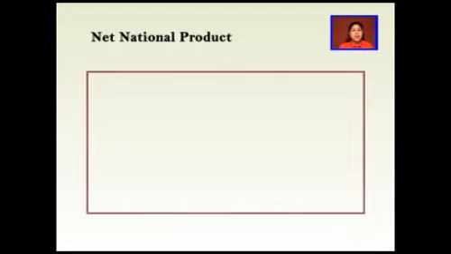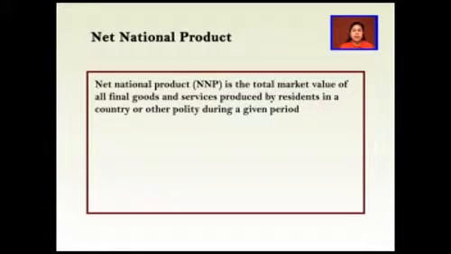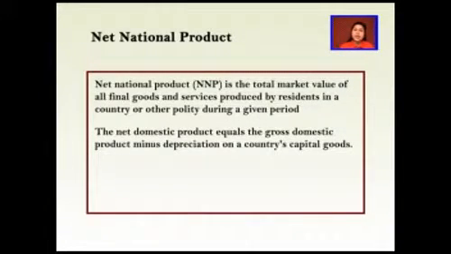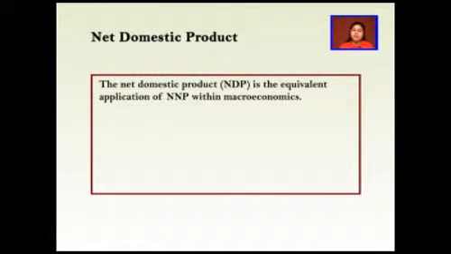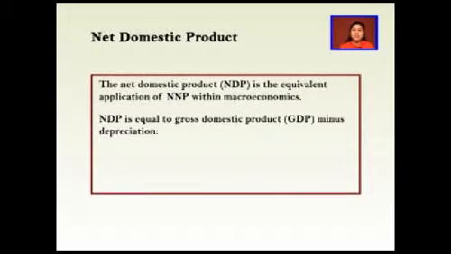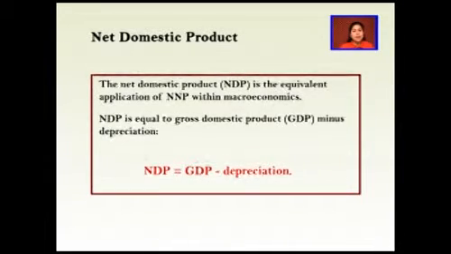Net national product. Net national product is the total market value of the final goods and services produced by residents in a country or other polity during a given period, gross national product or GNP, minus depreciation. The net domestic product, NDP, is the equivalent application of NNP within macroeconomics, and NDP is equal to gross domestic product, that is GDP, minus depreciation. So NDP is equal to GDP minus depreciation. I repeat, NDP will be equal to GDP minus depreciation.